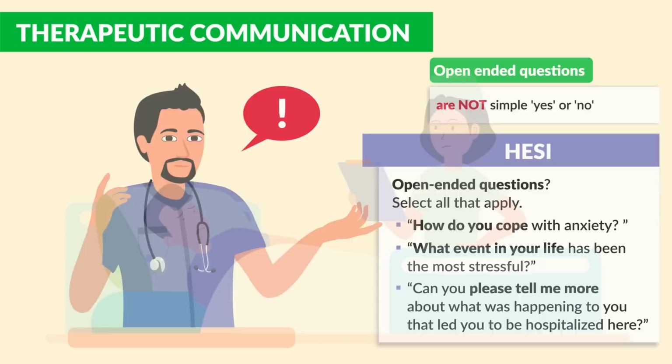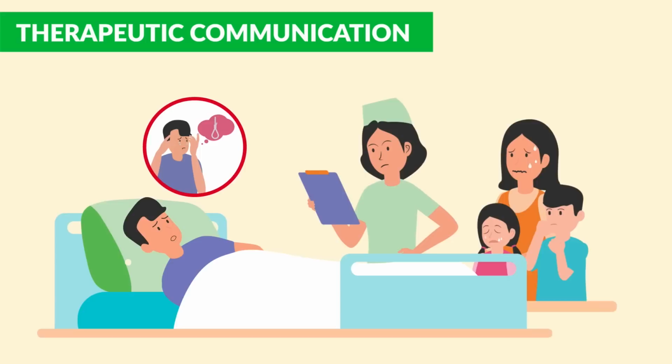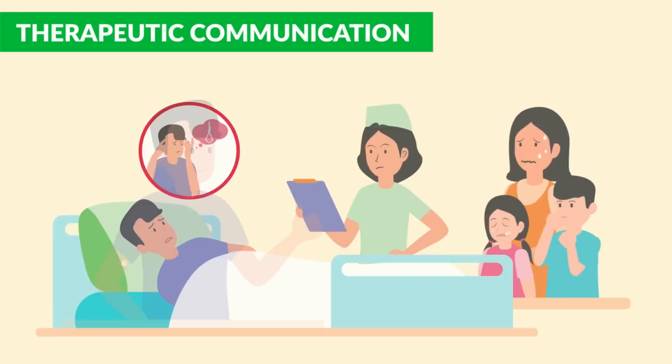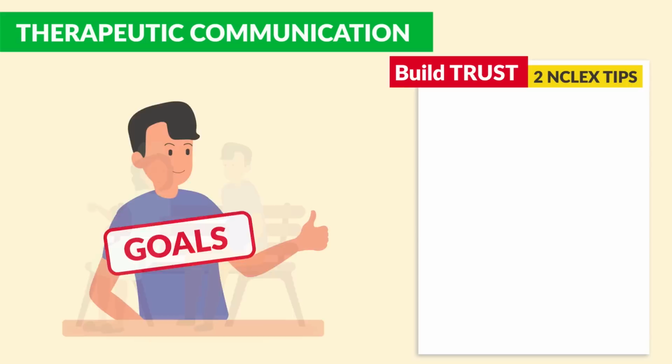For example, say a client presents to the hospital after a suicide attempt. As you can imagine, the family and the patient will be emotionally in turmoil. So remember, the goal here is, number one, build trust. So the two NCLEX tips to write down: number one, ask and assess emotions. This is done to obtain important information.